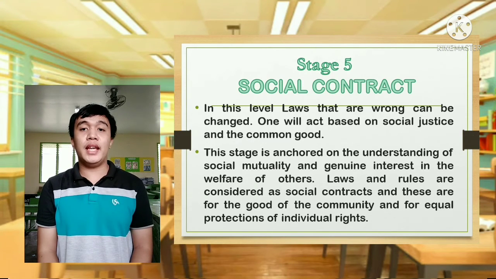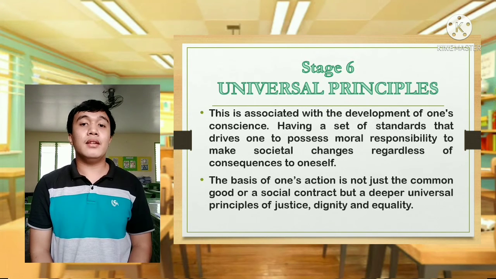The fifth stage is the social contract. In this stage, laws that are wrong can be changed. One will act based on social justice and the common good. This stage is anchored on understanding social mutuality and genuine interest in the welfare of others. Laws and rules are considered social contracts, and these are for the good of the community and for equal protection of individual rights. The sixth and last stage is universal principles.